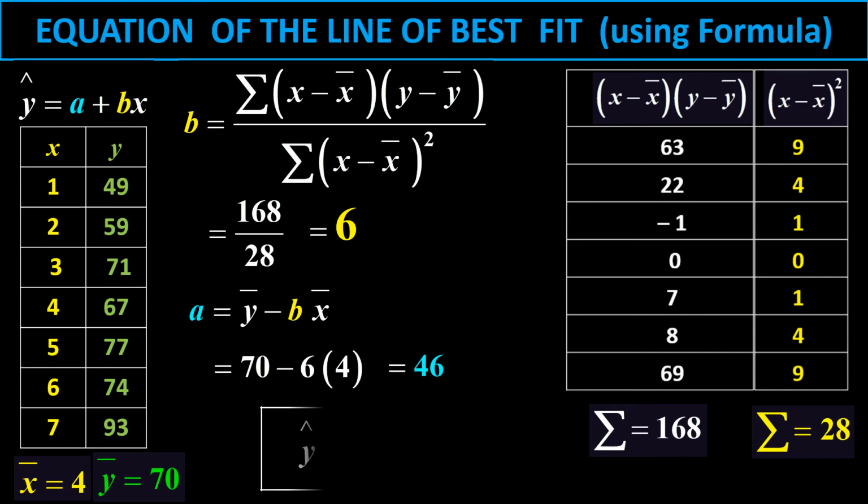Now it's just a matter of putting it in. So there I get y hat is equal to 46 plus 6x, where 46 represents the y-intercept and 6 is the gradient. And there we found the equation of the line of best fit for this particular data set.